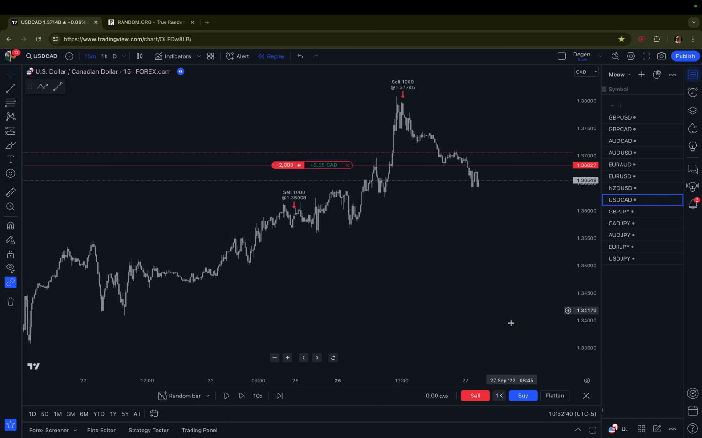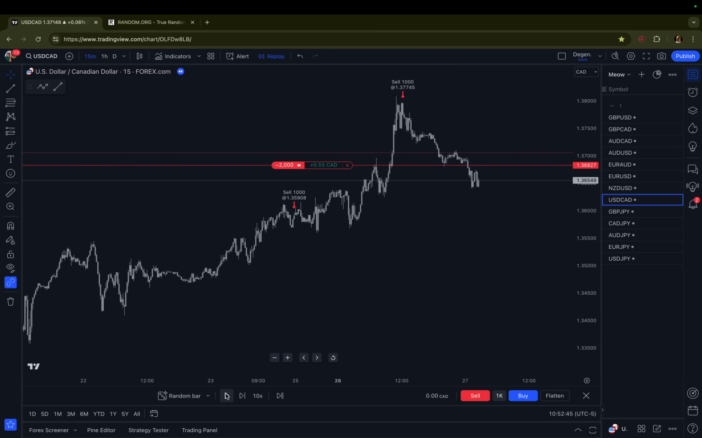I'm going to close. No, hold it, actually. All right, he's going to hold the trade, so we're going to see what happens. It's either going to go into more profit or drawdown.